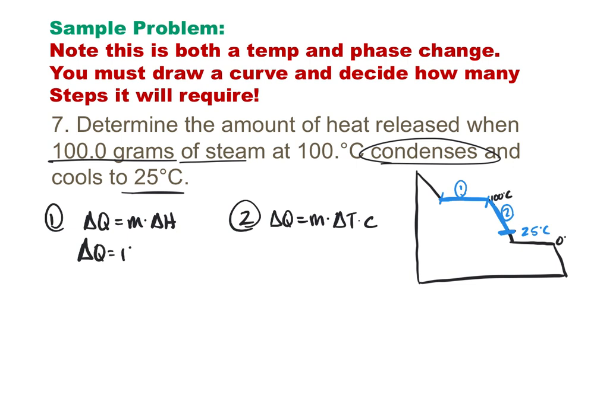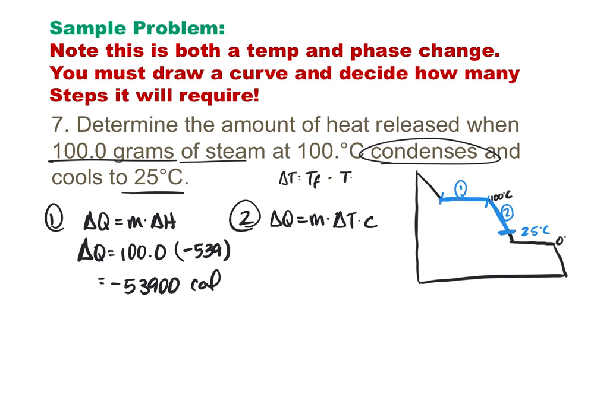So Q is going to be our mass, which is 100 grams. And I'm going to choose the delta H for condensation. So if I look at my values for what it could be, I'm going to choose the condensation one, which is negative 539. So altogether, this comes out to be negative 53,900 calories. So I've lost almost 54,000 calories here.